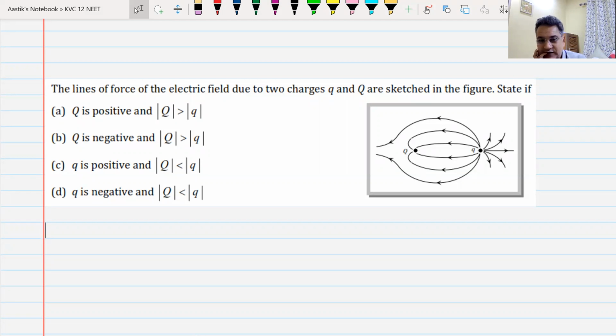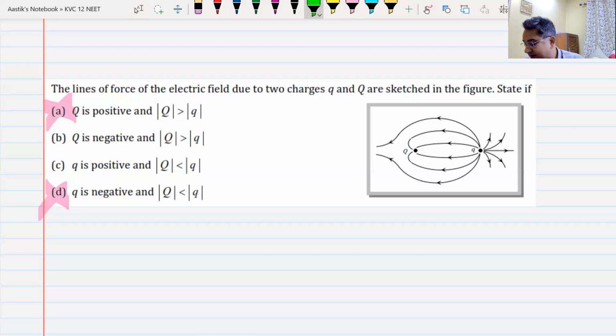One thing is clear. Which is positive, which is negative? Sir, small q is negative. Small q is positive. Electric field lines always go away from a positive charge. So this says bye-bye, this says bye-bye. Only two remain in contention: capital Q is negative and small q is positive.